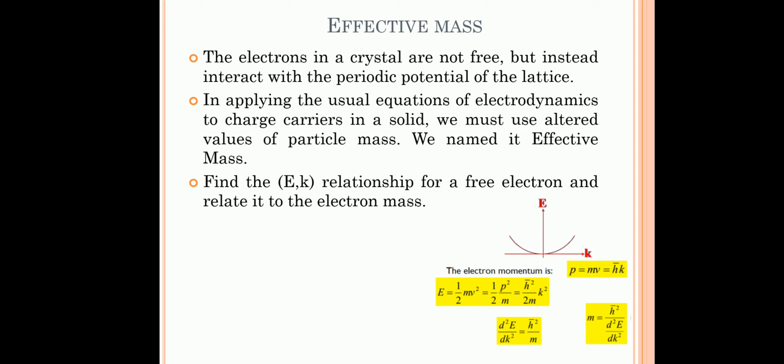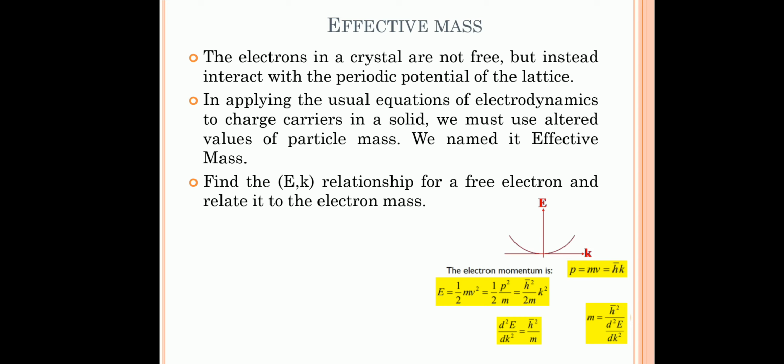So we can say that m is proportional to 1 by d squared E by dk squared, that is, m is inversely proportional to the second derivative of the E-k relationship. This d squared E by dk squared represents the curvature of our E-k relationship, or how much it is parabolic.